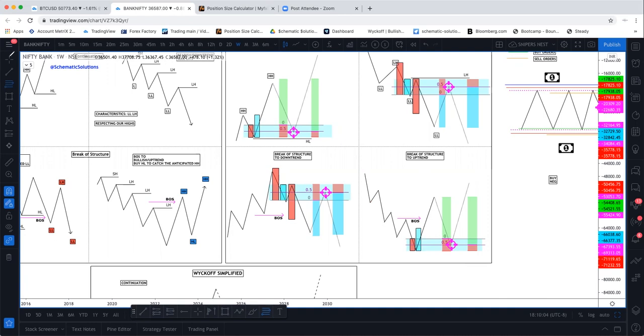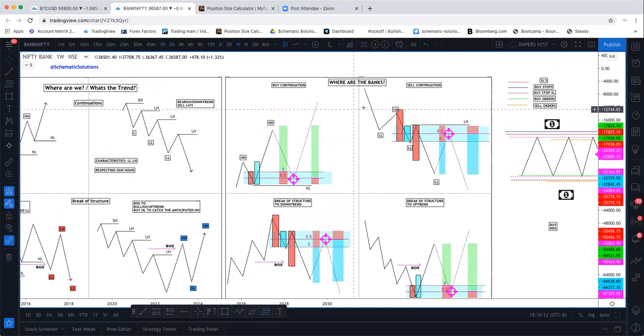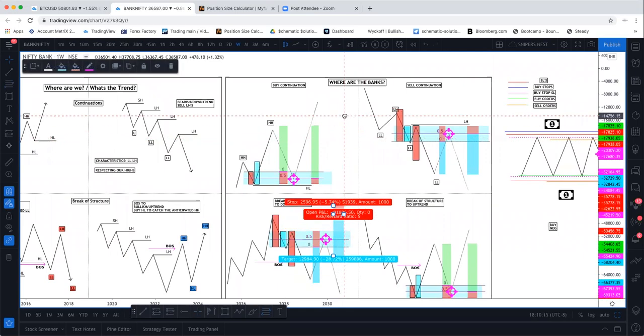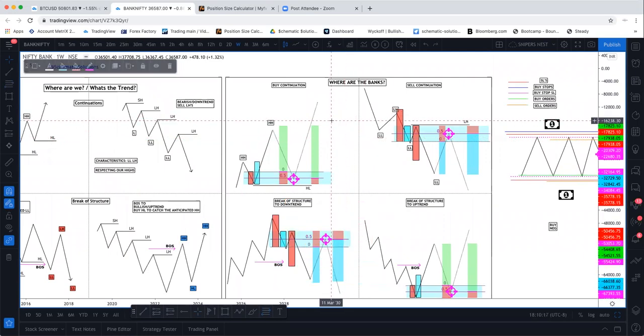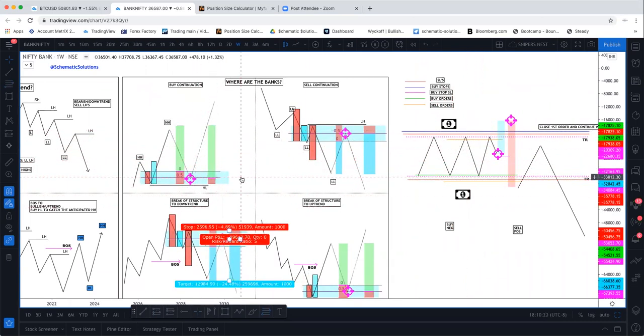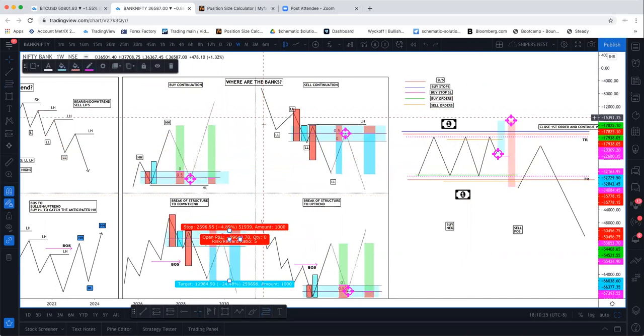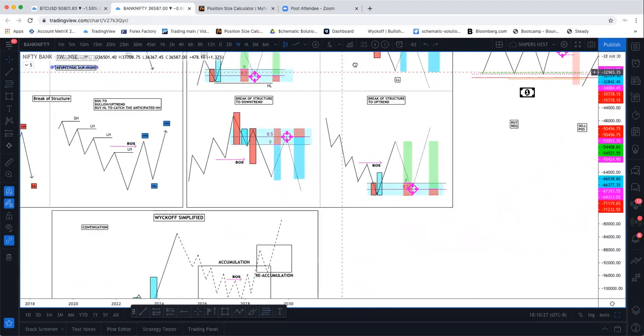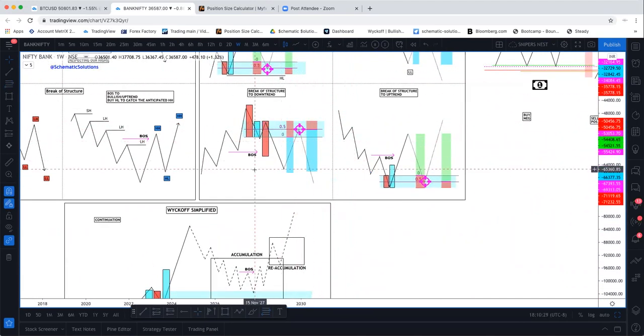Perfect. So just a quick little recap. We've gone over structure, and we've gone over our points of interest, where to find the banks, as well as we've gone over the manipulation, exactly why the banks or why these positions actually work ultimately.